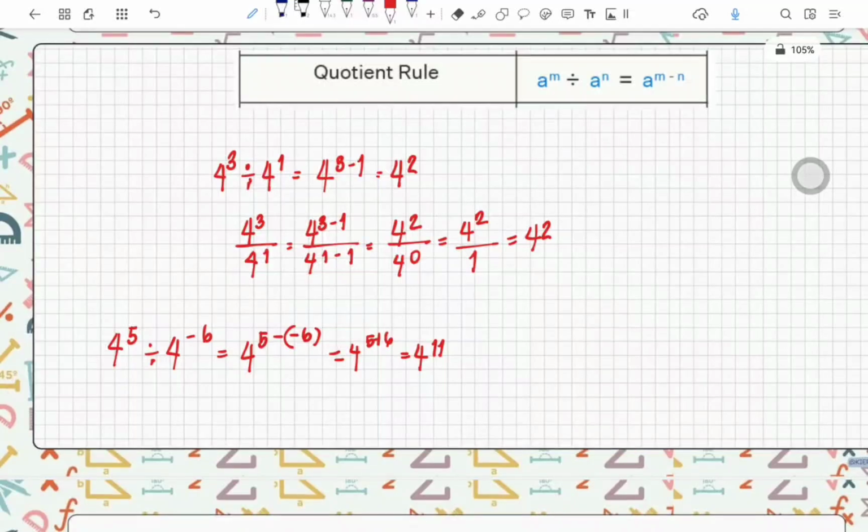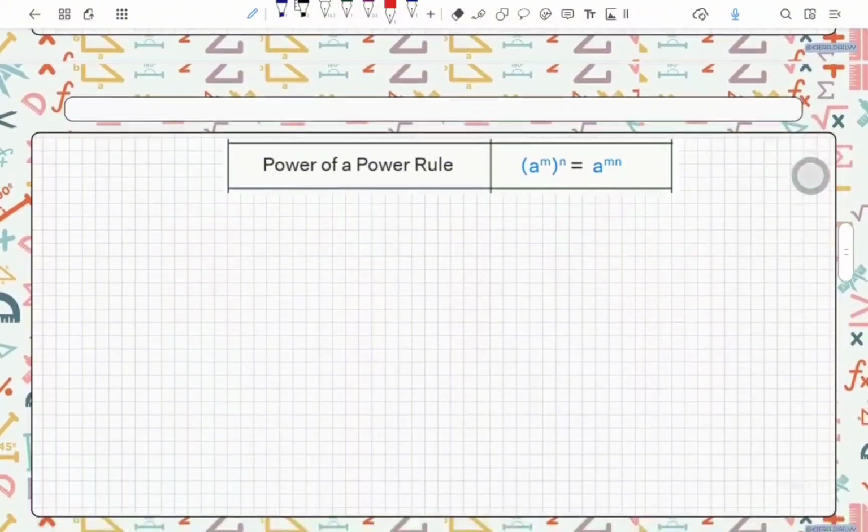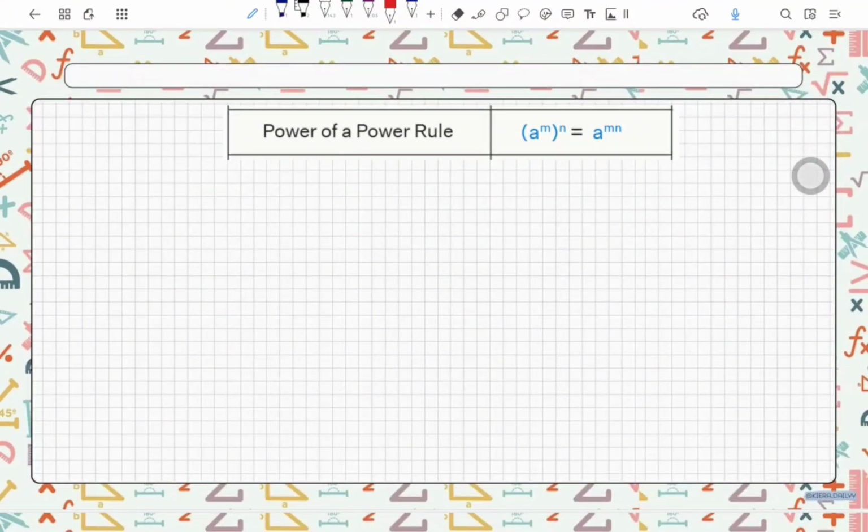Okay, so this is really simple. I hope you can understand it so far. Let's go to the next rule. The next rule is the power of a power rule, which is already briefly introduced on the first rule, which is the product rule. Here in the power rule, it is separated by parentheses. So we are just going to multiply them. Okay? So this will become a power to m multiplied by n.